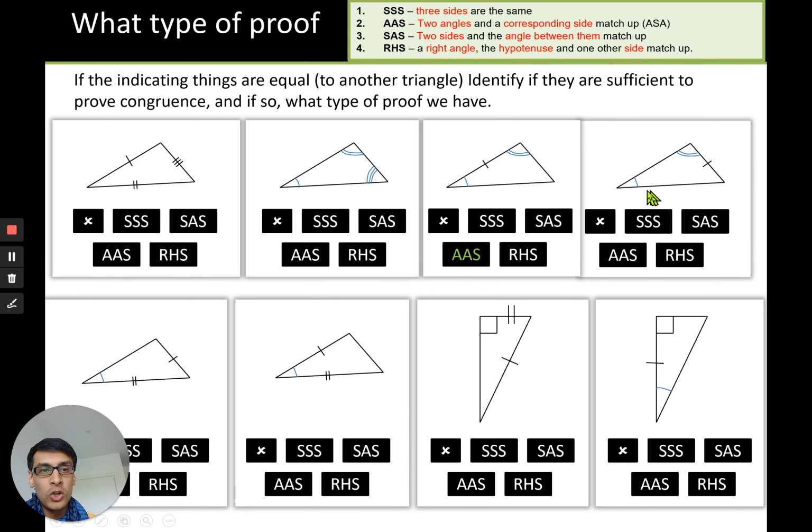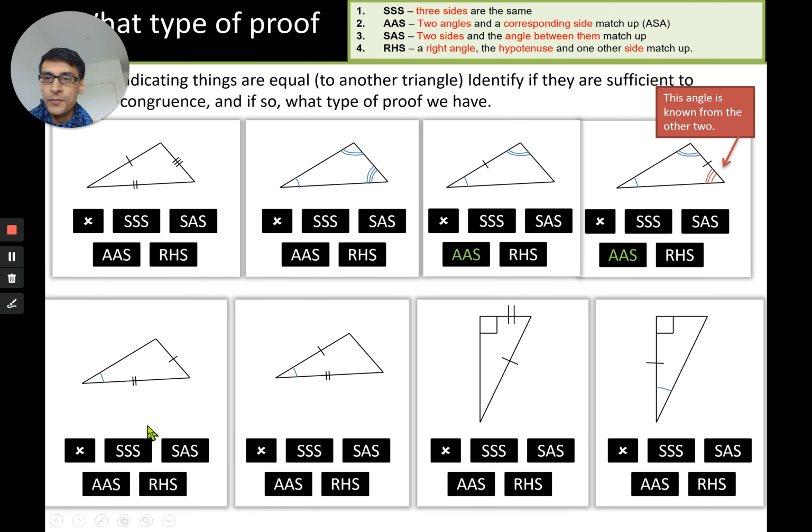Question 4, what happens if you have an angle and a side? Well, that works as well. Again, we can just work out the third angle if we need to. Now, on the bottom here, if we have side, side, angle in this case, we don't really have enough information to prove it's congruent. If you're given two triangles and you're told two sides and an angle match in this format, it doesn't mean that they're the same.